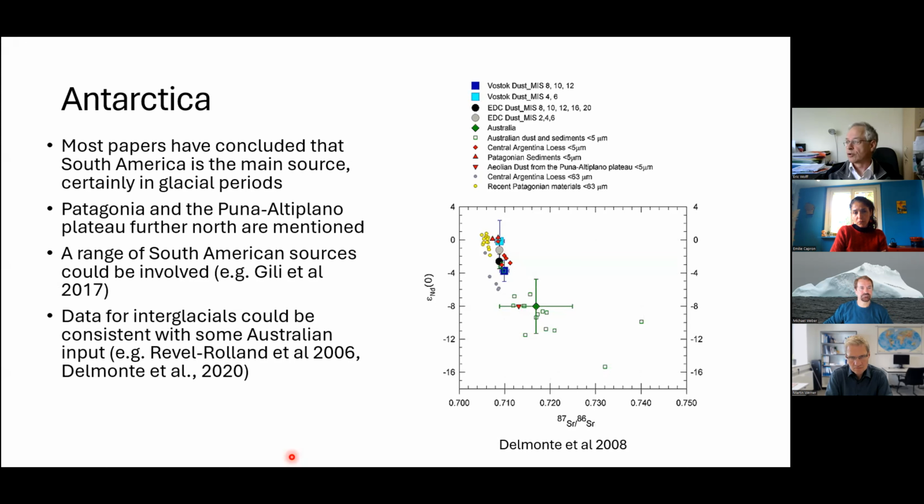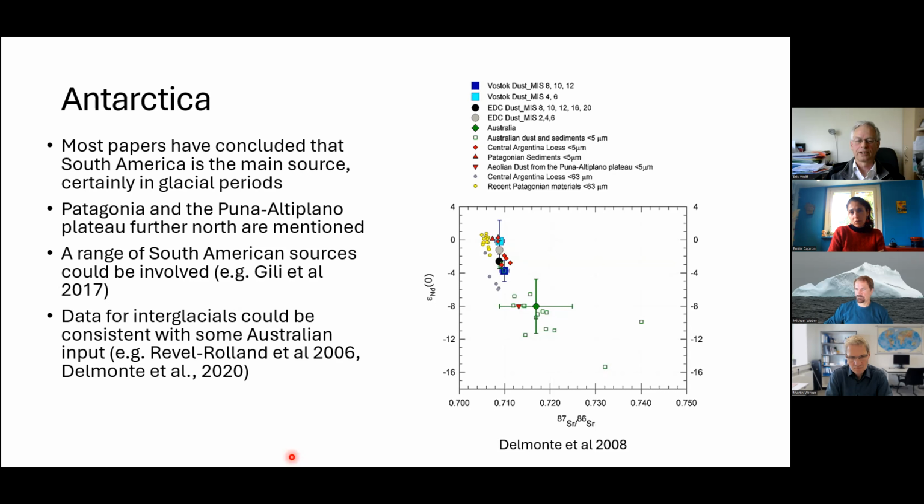That's probably something I should have said, that for both Greenland and Antarctica, I think the main stopper on actually fingerprinting these sources is not to do with the measurements in the ice, it's to do with the measurements of potential source areas. There are so many potential sources in the areas that have slightly different isotopic signatures, and many of which have not been sampled. For interglacials, it's possible there could be some Australian input.